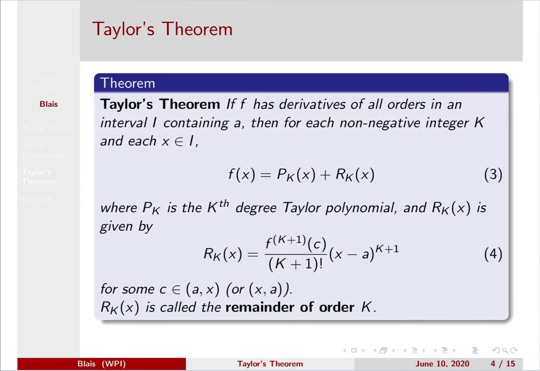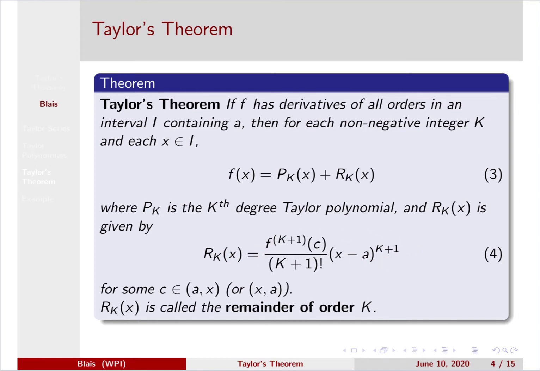Taylor's theorem tells us that with a function f that has derivatives of all orders in an interval I containing a, then for each non-negative integer k and each x in I, we have the following equation. f of x is equal to that kth degree Taylor polynomial plus a corresponding error term we call r sub k, where r sub k looks a lot like the first term that we omitted.